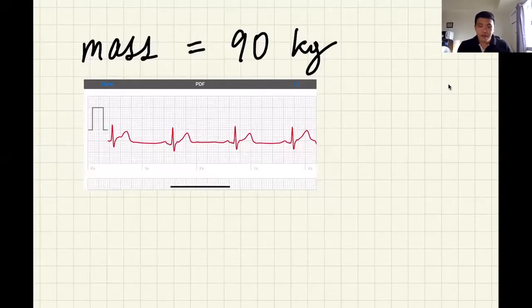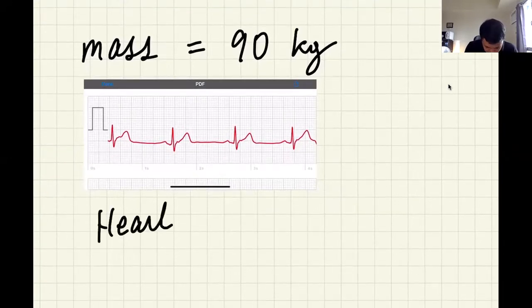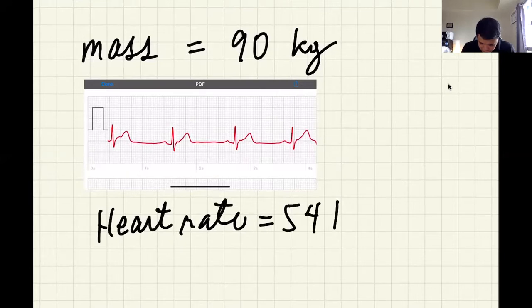So I was able to get my heart rate. Let's call it the heart rate. The heart rate is 54 beats per minute. So it means that my heart is beating 54 times every minute. Now, let's analyze this EKG tracing.